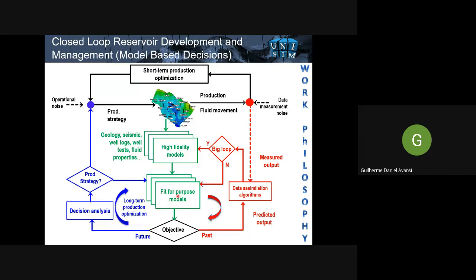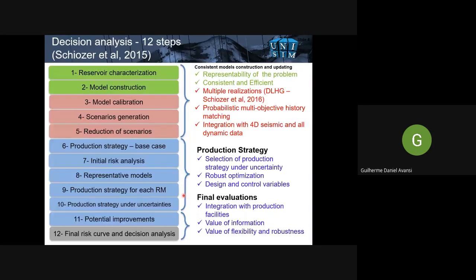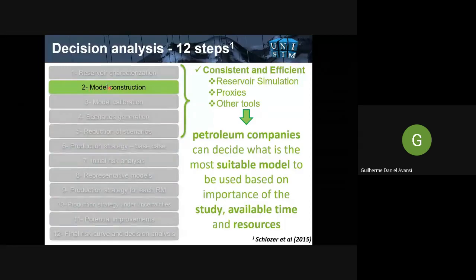So with this idea, we have different types of objective. If we work for the future, it is the blue area, and we work for the past. This is what was previously presented by Professor Dennis in the first class. So I will not give details, but I would like to highlight where we are, okay? So this is the 12 steps that Professor Dennis also presented. So we are here, step 2, that is the model construction.